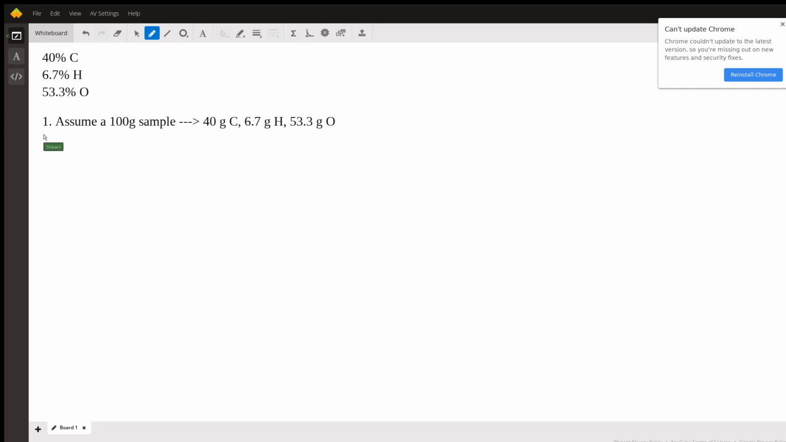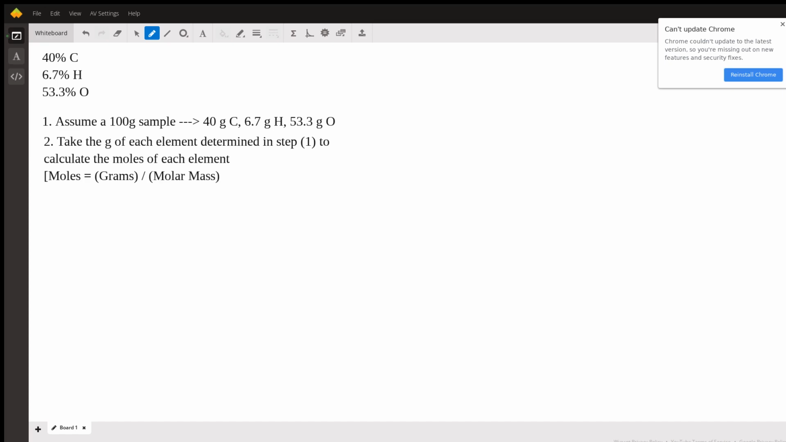So the second step is take the grams of each element using these values in step one, and we can use that to calculate the moles of each element. So remember that moles is equal to grams of the substance divided by the molar mass.